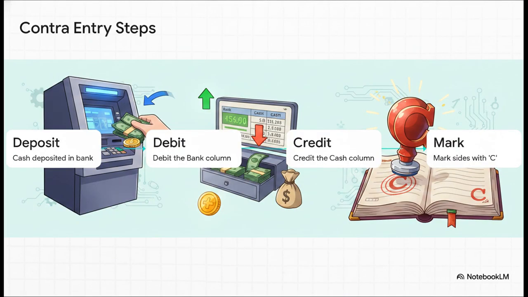Let's walk through this step by step with a super common real-world example: depositing cash. Step 1, you take physical cash from your shop and deposit it into your bank. Step 2, you debit the bank column. Remember, debit means money is coming in, so the bank balance is increasing. Step 3, you credit the cash column. Credit means money is going out, so your physical cash balance is decreasing. And finally, step 4, you mark both of these entries on the left and right sides of your book with a C. You haven't made any new money, you've just shifted it. And that is the magic of the contra entry.